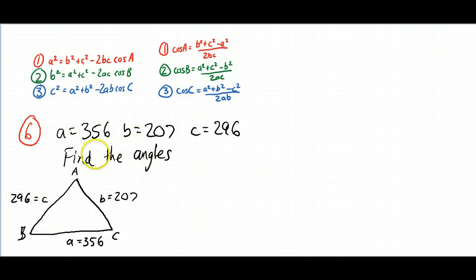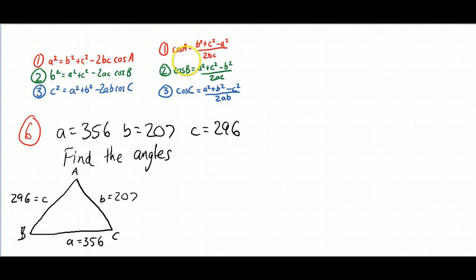Okay, now if we're going to find the angles, we're not going to need these equations this time, because these are for finding sides. We're going to be using one of these three equations. Which equation are we going to use? Well, we need to find all the angles, so it doesn't really matter which equation we use first. We're going to need to use all of them at some point. So let's start with the first one.